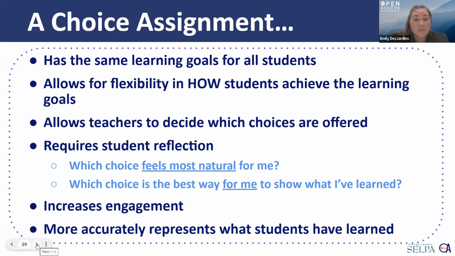It forces our students to reflect and think, okay, what choice feels most natural for me? Which choice is the best way for me to show what I've learned? How am I going to be able to do this? And it really can increase that engagement and allow us to accurately see what our students know.